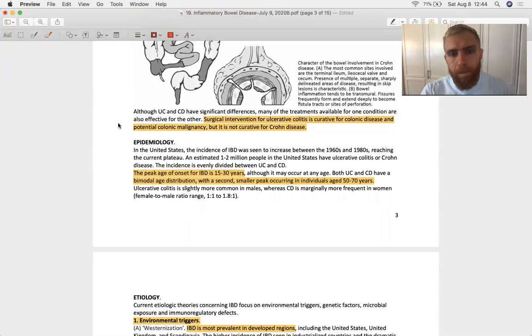However, surgical intervention is not curative for Crohn's disease, and the guts that you leave in the person when you take out or resect a stretch of bowel for a Crohn's disease patient, the GI tract that they still have left in them after that resection can develop Crohn's disease once more.